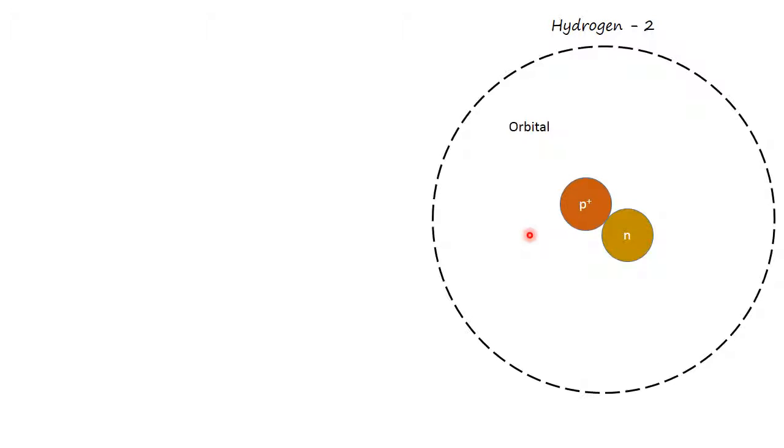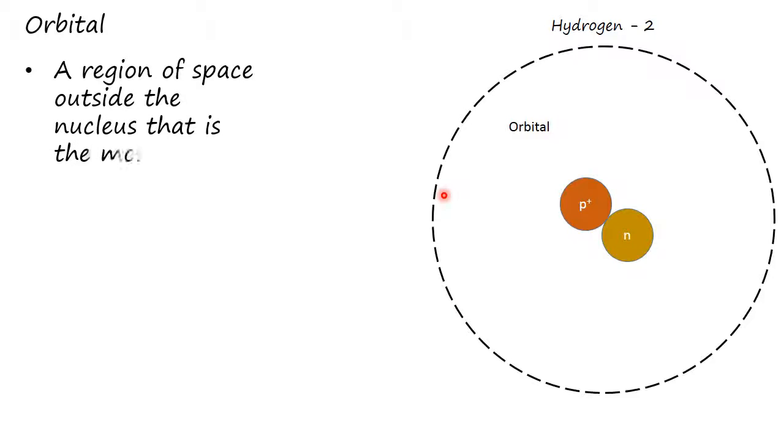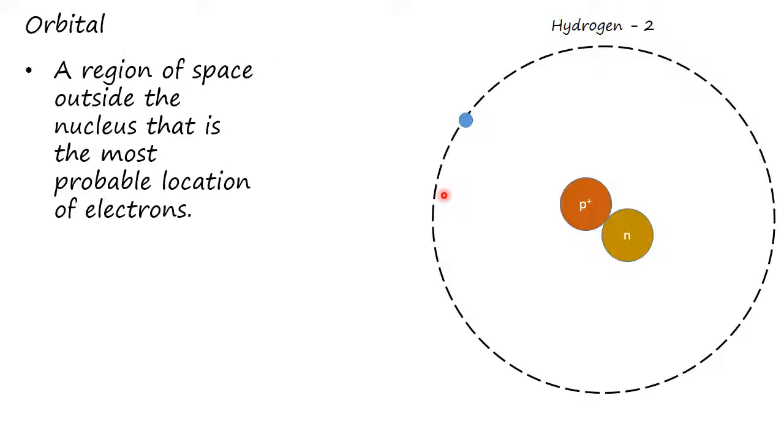Now we've discussed both the subatomic particles contained within the nucleus, which are the positive proton and the neutral neutron. Now let's consider the subatomic particles contained outside the nucleus in the orbital. An orbital is a region of space outside the nucleus that is the most probable location of electrons. So electrons are not contained within the nucleus, but outside in this electron cloud that we call an orbital.